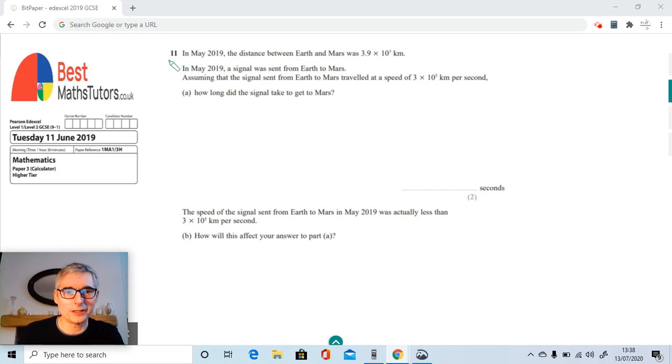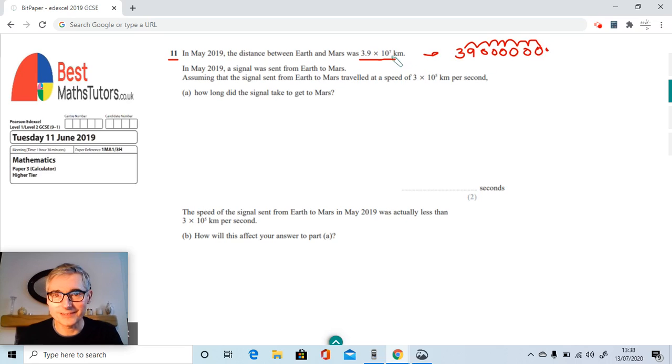So question 11 is a question about standard form. We can see that here we've got a number which is written in standard form. Standard form is a way of helping us write either very big or very small numbers in a manageable form. So for example, that 3.9 times 10 to the 7 would be written as 39000. Let me just see, 1, 2, 3, 4, 5, 6, 7.